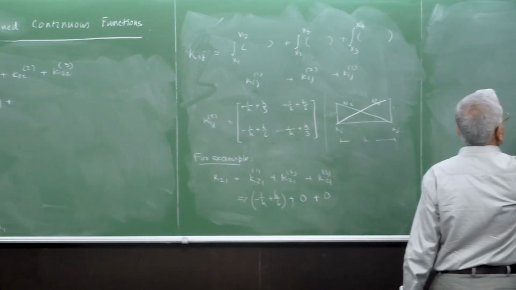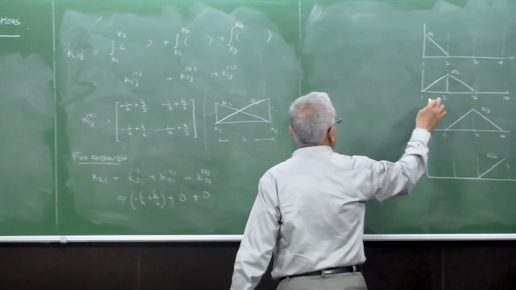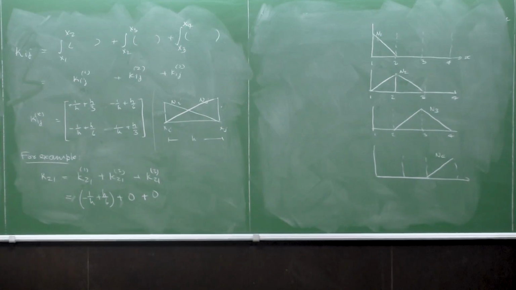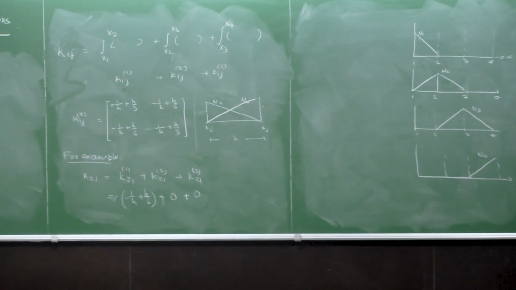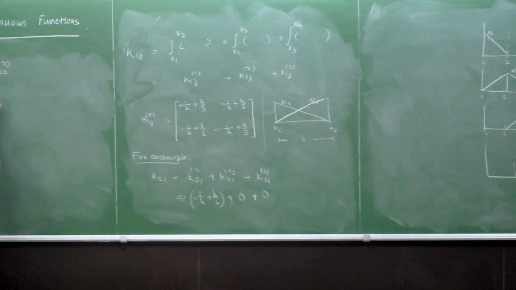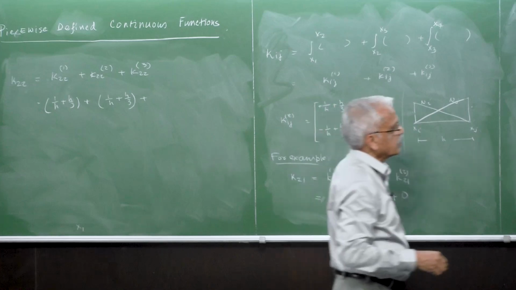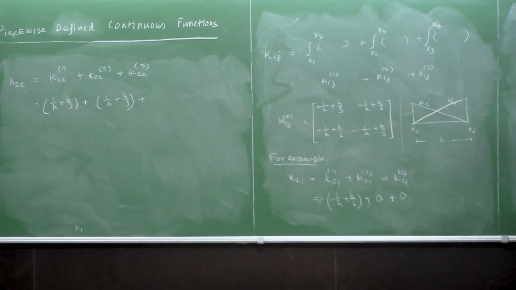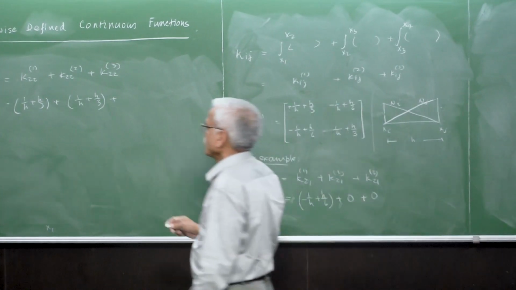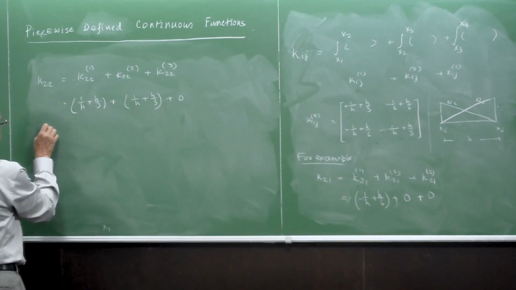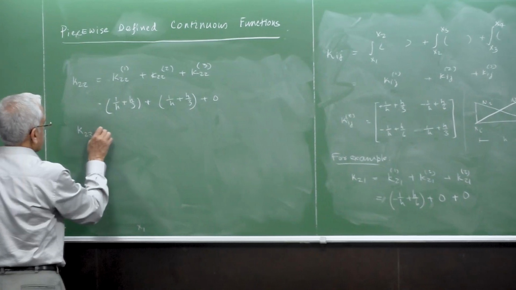And then 2 also has contribution from element 2, exactly the same thing as this one. And what about 2 coming from element 3? N2 is not there at all in element 3, so it is 0. Okay, so like this we can do K23.